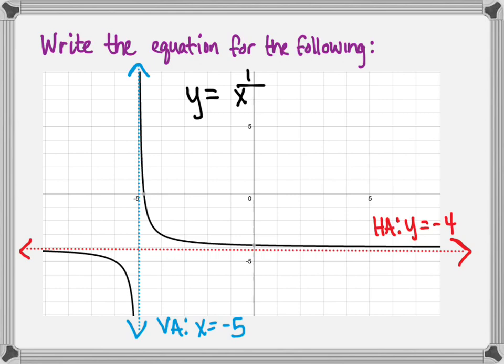So if I start with 1 over x, I'm shifting left 5, so 1 over x plus 5, and I'm shifting down 4, so -4. So the equation of the function we see here is y equals 1 over x plus 5 minus 4. And I mainly used the asymptotes to help me see how it was being shifted.